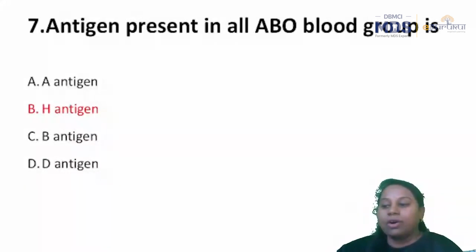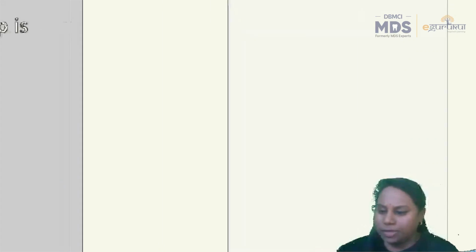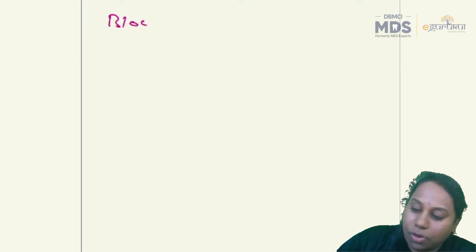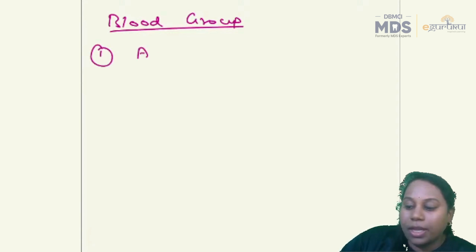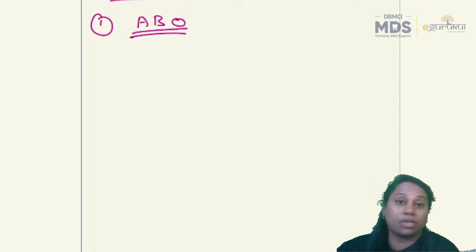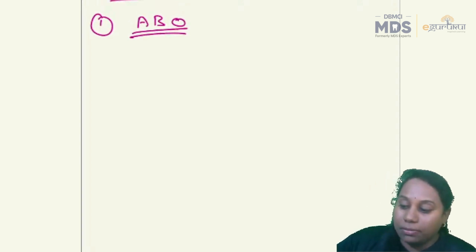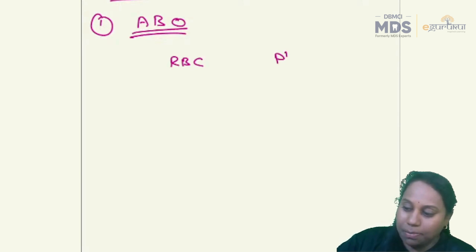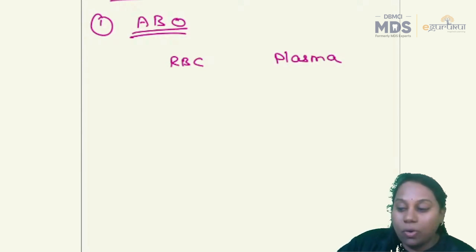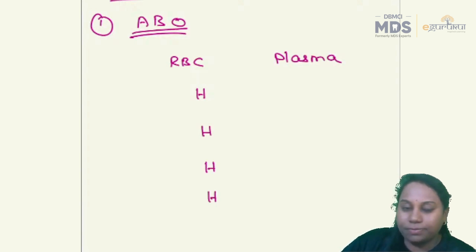Antigen present in all ABO blood groups is? Which is that antigen present in all the ABO blood grouping system? First, let's discuss the blood group systems. Different types of blood grouping system. First one is the ABO blood grouping system, which was discovered by Landsteiner. This is the RBC and this is the plasma. On the RBC, all the blood groups have this basic antigen, H antigen.